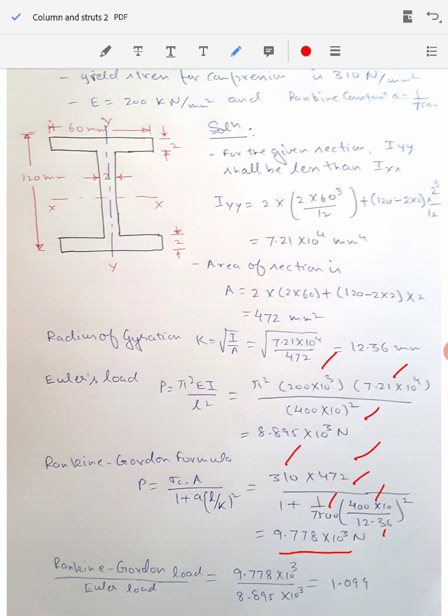Now if you compare them, that means you divide the Rankine Gordon load by the Euler load, you will find that it is 1.099. So that means the Rankine Gordon formula is giving us the higher value of the crippling load in comparison to Euler's load. So here the Euler load is more conservative. It gives us the lower value or conservative estimate. It says okay, the column is going to fail at 8.895 kilonewton, while the Rankine Gordon is saying no, it's going to last up to 9.778 kilonewton. So that is what we observed here.